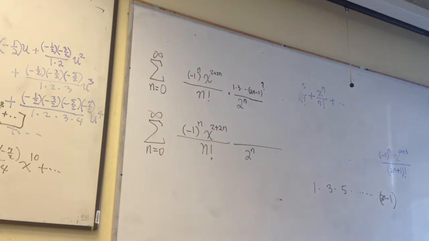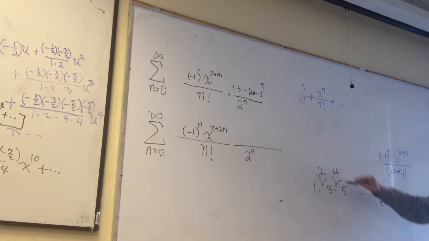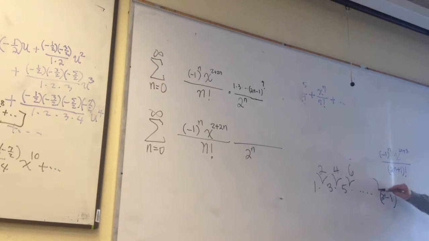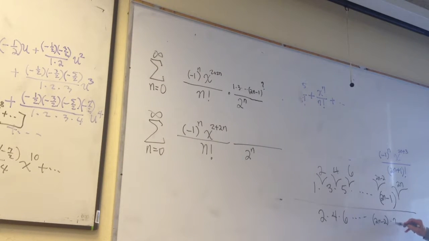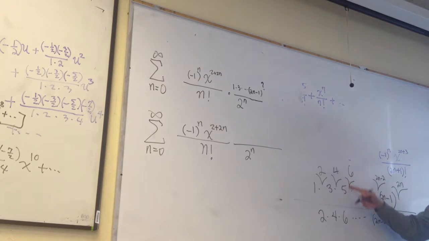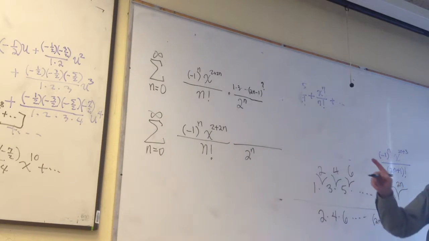Now, let me insert something. Insert 2 here. Insert 4 here. And insert what? 6 here. And this will insert 2n minus 2. Right? May I insert 2n? Yeah. And then whatever you insert, you have to divide back. 2n minus... 2n. Alright? So once you insert this, the top becomes an honest factorial, which is what factorial? 1 times 2 times 3 times 4 times 5 times 6 times up to what? 2n. Aha, 2n factorial. That's 2n factorial.